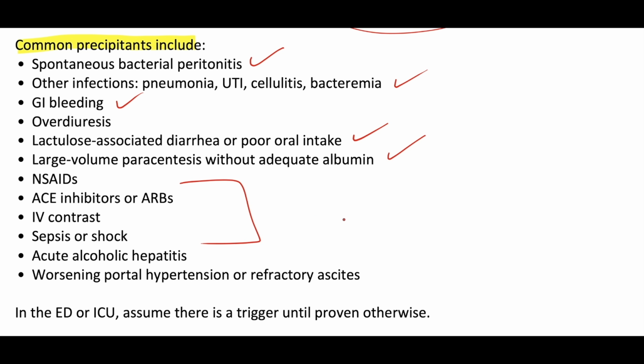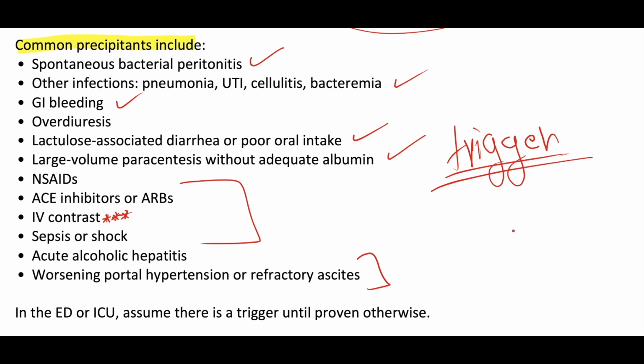Sepsis, shock, ACE inhibitors, ARBs, NSAIDs, IV contrast is on here, although whether that's true or not is an open question. And then just worsening decompensated cirrhosis with worsening portal hypertension. Any of these things can be that trigger that can lead to HRS. And you don't want to miss the trigger, because if you don't fix the trigger, you're not going to be able to fix the HRS.